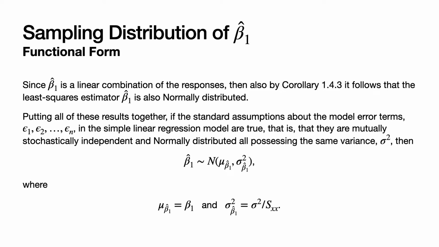Putting all of these results together, if the standard assumptions about the model error terms, epsilon 1, epsilon 2, and so forth up to epsilon sub n, in the simple linear regression model are true, that is, that they are mutually stochastically independent and normally distributed, all possessing the same variance, sigma squared, then beta 1 hat is itself normally distributed, and the mean of its sampling distribution is beta 1, and the variance of its sampling distribution is sigma squared over S sub xx.